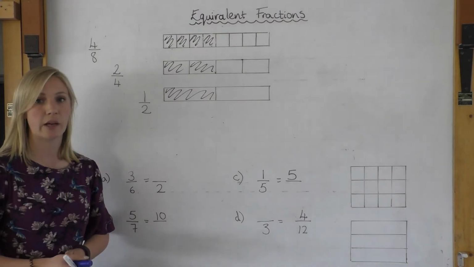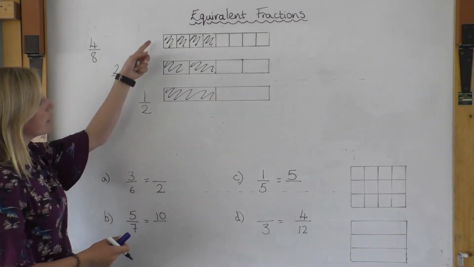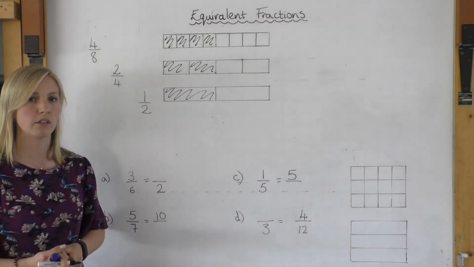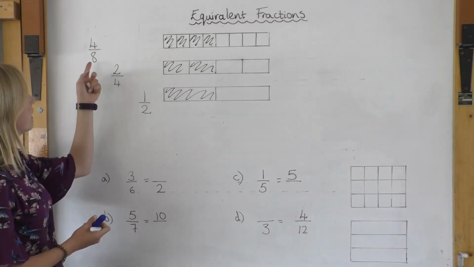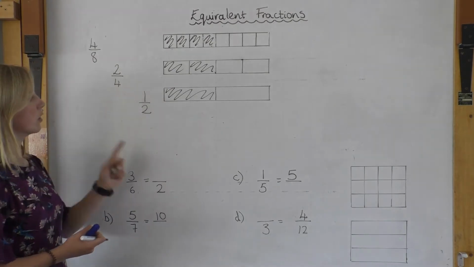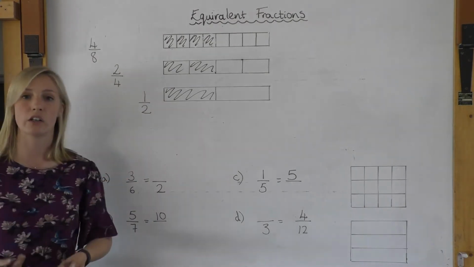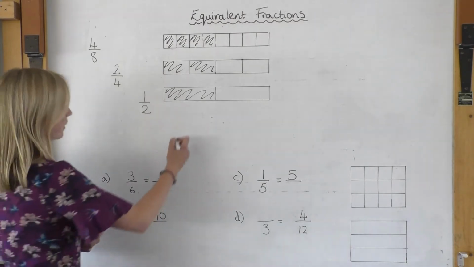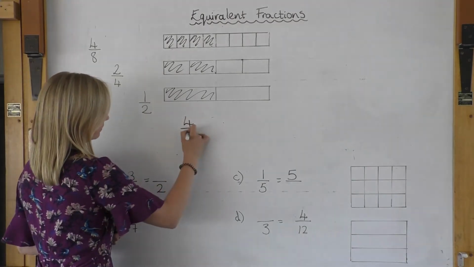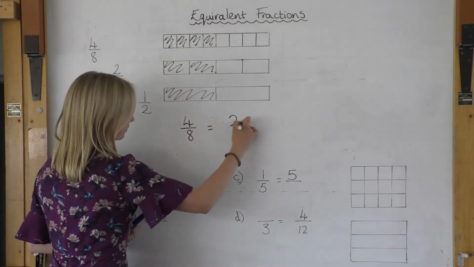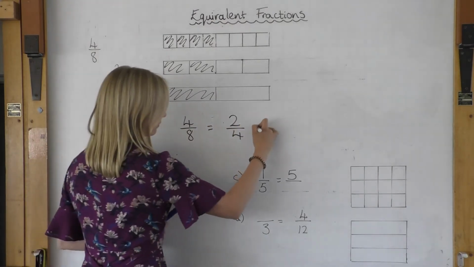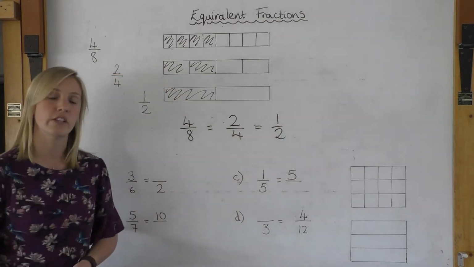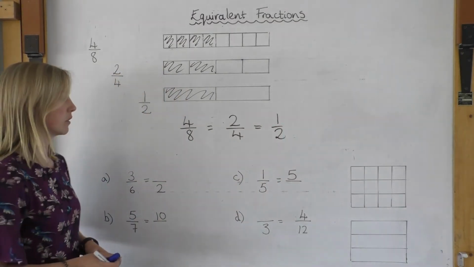Looking at these diagrams, we can see that each of them have been shaded in the same amount. So what we can say is that 4/8, 2/4 and 1/2 are equivalent, or another way of saying that is that they are the same. The numbers are different, but they represent the same amount.